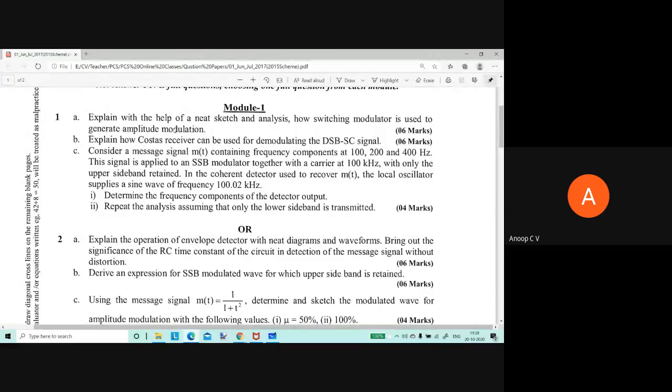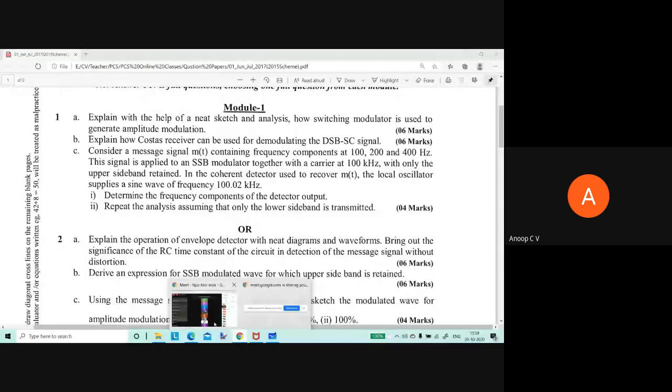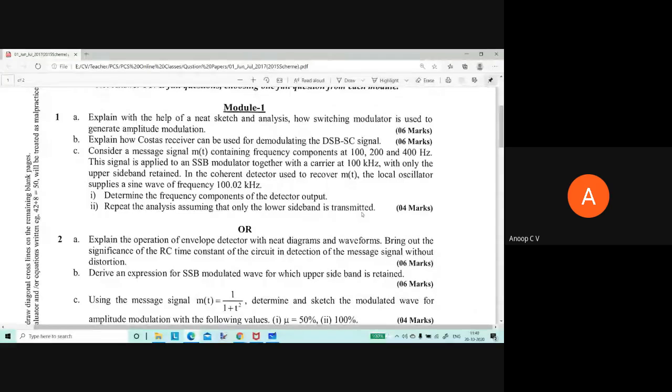If anyone has any doubt related to the switching modulator, please feel free to ask. You have to unmute yourself and ask, because if you type it in, I may not be able to see it now. I think I don't have to discuss much; it's already discussed, and you are somewhat clear with that.